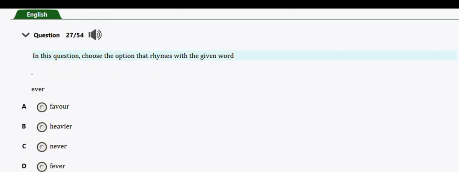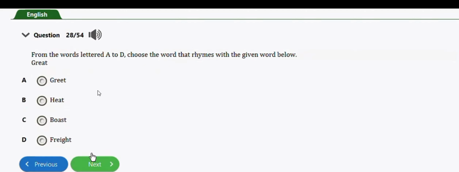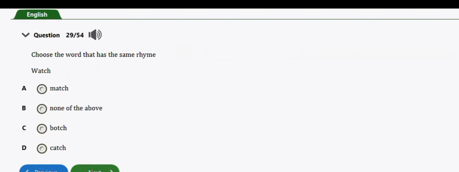Next question is this one. It says the one that rhymes with great. We have great, heat. We have both freight. The right answer is option D, freight. Next question. It says the one that has the same rhyme with watch. We have march. None of the above. Botch. Catch. The right answer is option C, which is botch.